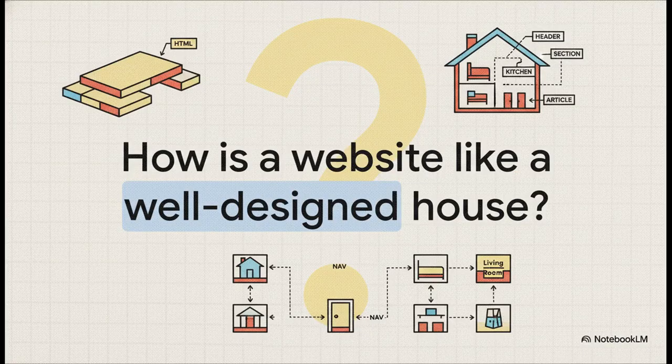Okay, to really get a handle on this, I want you to stick with this one analogy. Just think, how is a website like a house? I mean, they both need a solid foundation, right? And they have different rooms for different things, and of course, a way to get around. This whole idea of architecture, that's the absolute key to understanding how modern web pages are built.